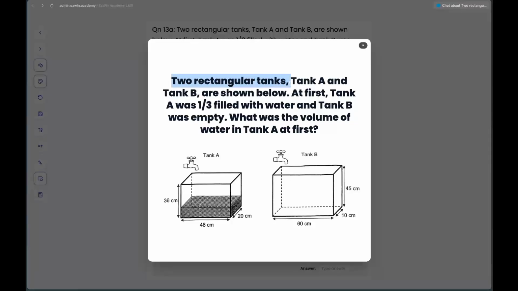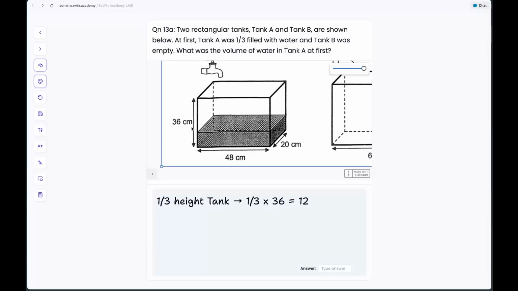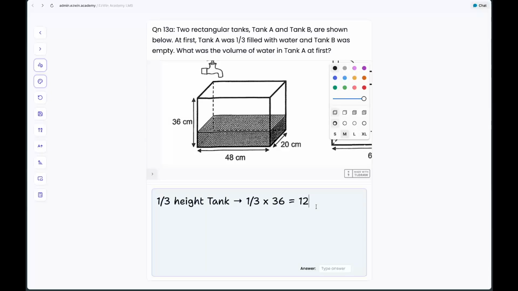Two rectangular tanks, tank A and B, are shown below. At first, tank A was 1/3 filled with water and tank B was empty. What's the volume of water in tank A first? So we know that 1/3 of the height of tank A is basically 1/3 times 36. See over here, 36. This will give us 12.